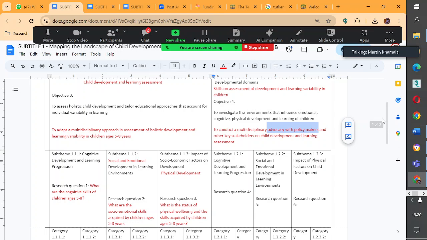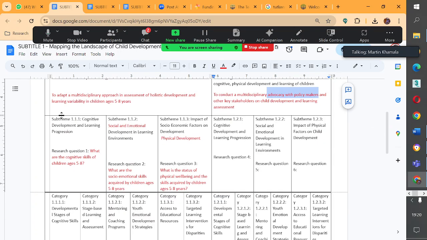Yeah. And each thematic area has a sub-theme. Under the sub-theme for cognitive development and learning progression, we have this question: what are the cognitive skills of children ages 5 to 8? Under the sub-theme of social and emotional, we have the research question: what are the socioeconomic skills required by children ages 5 to 8 years? And then under the sub-theme of physical development: what is the status of the physical well-being and the skills required by children from age 5 to 8 years?